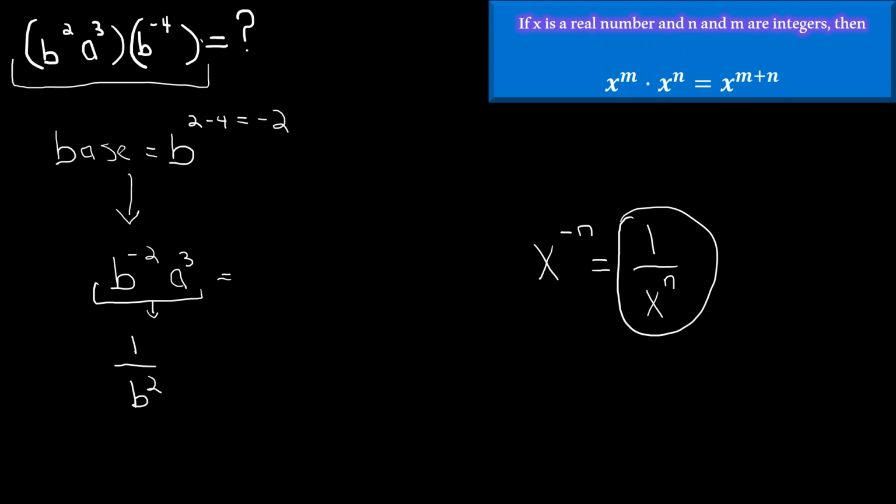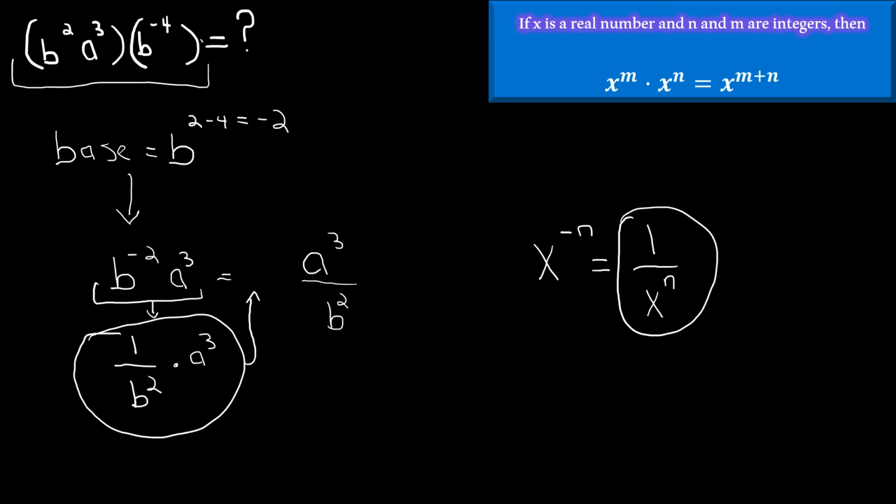And let's not forget the a cubed. Now we can simplify this so it looks good. So the official answer is a cubed over b squared. Because if you look right here, this is just a multiplication: a cubed times 1 over b squared. So why not just put it together? This is your official answer.